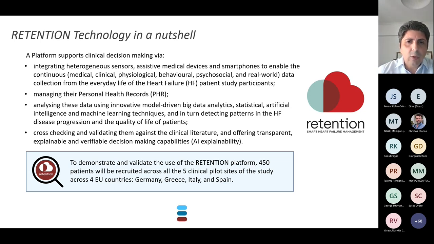We are planning to use this platform in the pilot sites previously mentioned by Angeliki across the 4 countries of the EU.